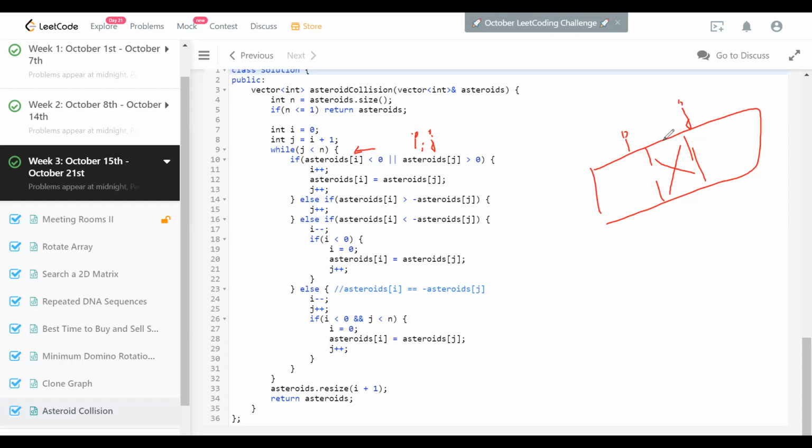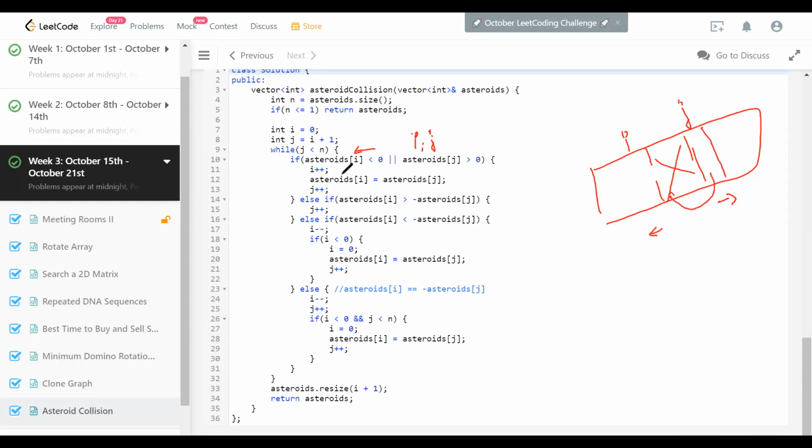What happens here, there are four cases I handle. If asteroid i is negative, that means it is going in the left direction, or asteroid j is positive, which is going in the right direction. If one of these two is true, these two are not going to collide, so I'm going to move on to the next pair. In that case, instead of moving the whole array, I'll just copy whatever is in j to i plus 1 place.